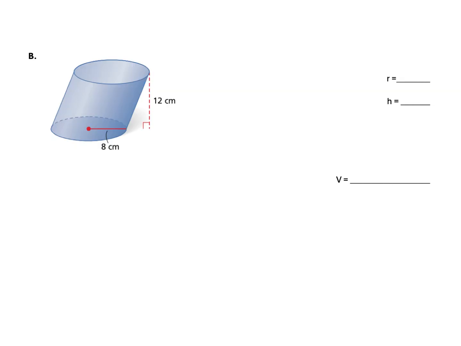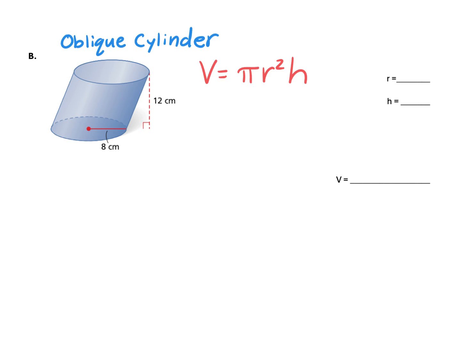Let's try another example. Notice that this cylinder is an oblique cylinder, and an oblique cylinder has the same volume calculation as that of the right cylinders that we're used to seeing. So even though it's kind of slanted a little bit, the formula is actually the exact same. Volume equals pi r squared times h, where h is the distance between the circular bases. Now notice that the height is not this slanted part there. The height is the 12. That's the shortest distance between the two bases. And then the radius is right there at 8 centimeters.